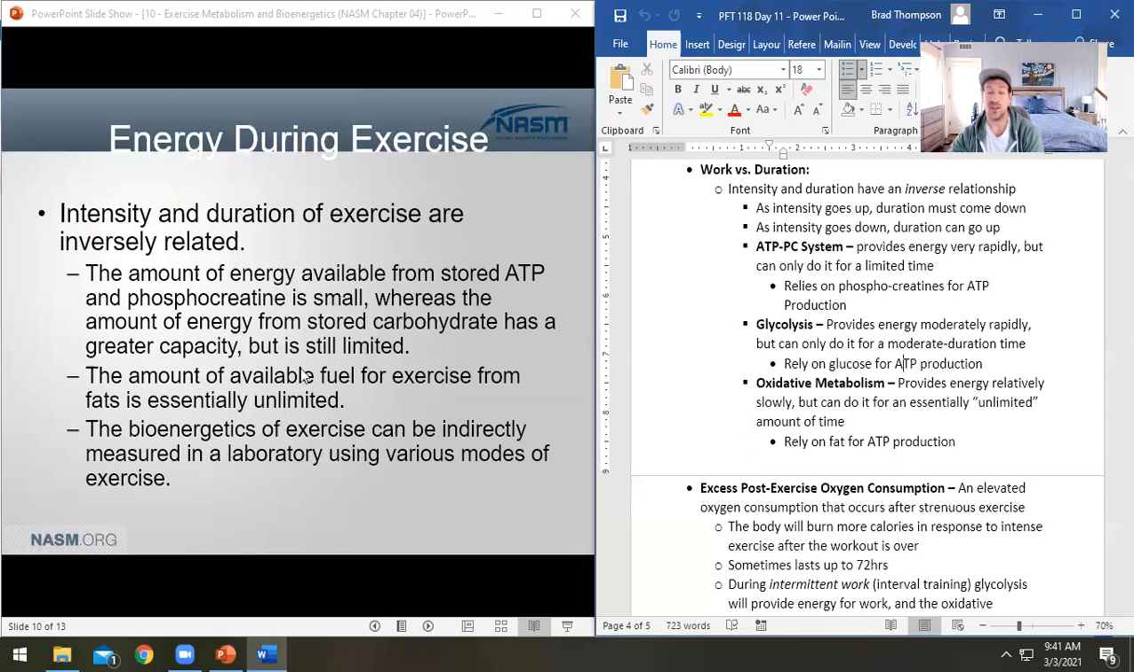But then when it comes to fat, the amount of fuel from fat is essentially unlimited. You could do this forever.